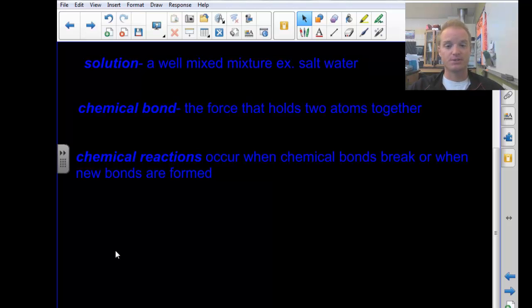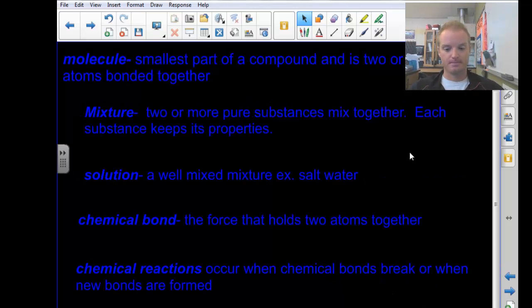And again, we look for those signs of a chemical reaction we talked about before: the color change, the gas production, a precipitate. Those are our signs that a chemical reaction has taken place. Alright guys, so these are the notes for today.